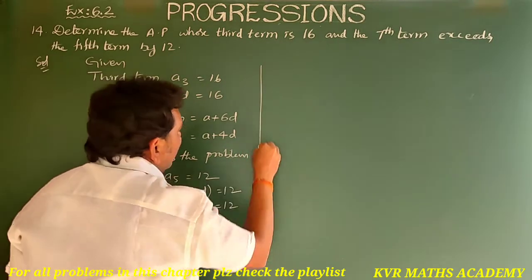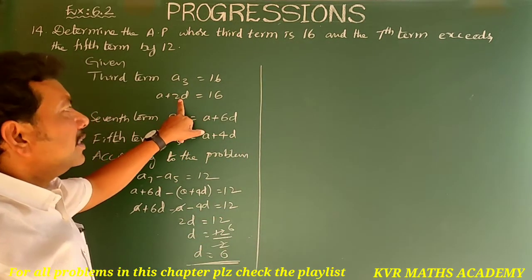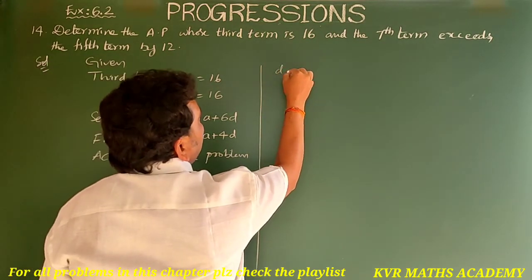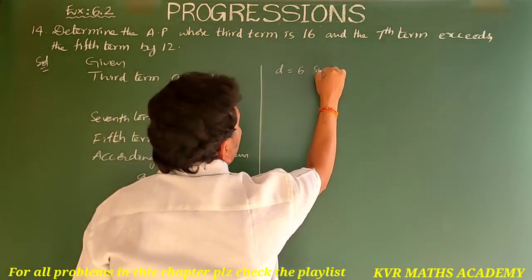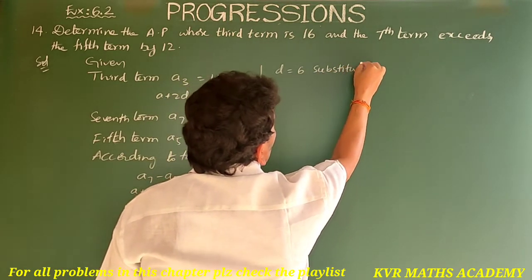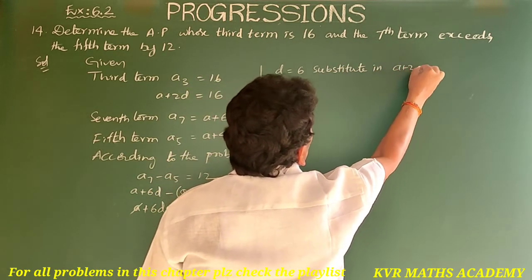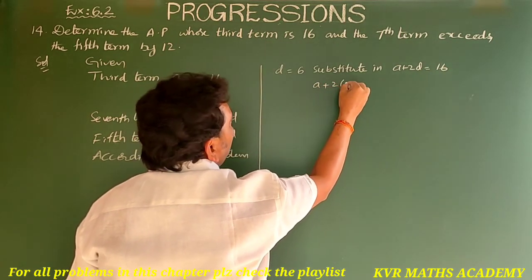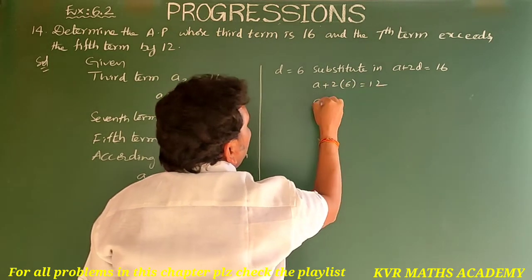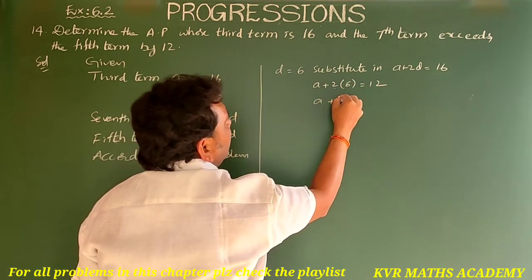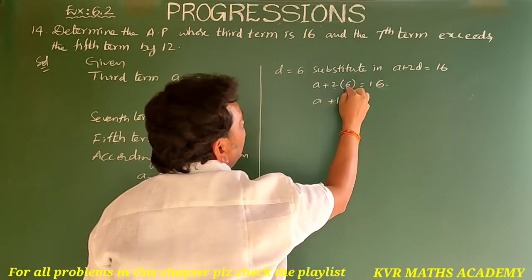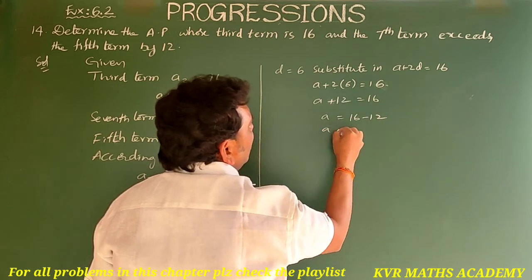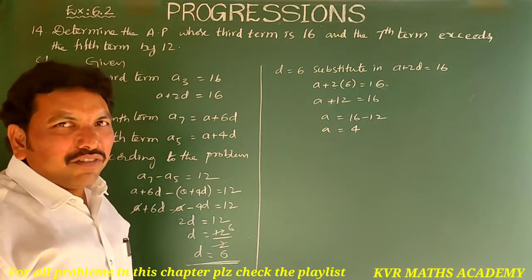Next, substitute the D value in A plus 2D. D is equal to how much? 6. Substitute in A plus 2D, which is equal to how much? 16 is given. Yes, A plus 2 into 6 is equal to 16. A plus 12 is equal to 16. A is equal to 16 minus 12. A is equal to 4. A is equal to 4, right?